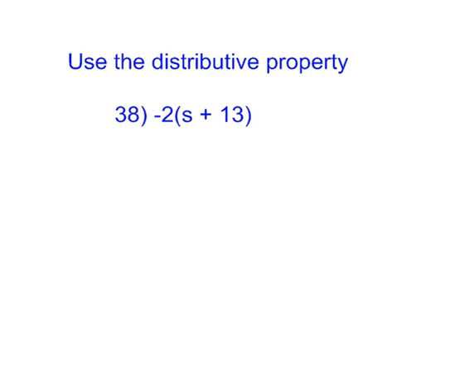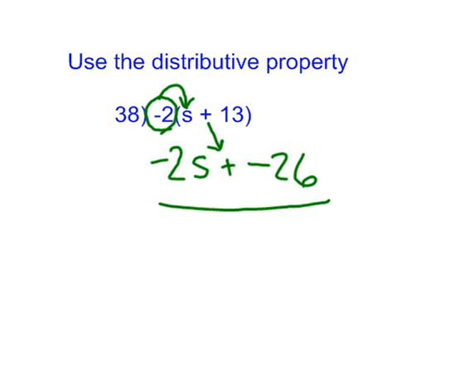38 says a negative 2 times the group s plus 13. Using the distributive property, we're going to distribute this negative 2. So a negative 2 times s would be a negative 2s. The operation comes straight down. Plus a negative 2 times 13 would give us a negative 26.